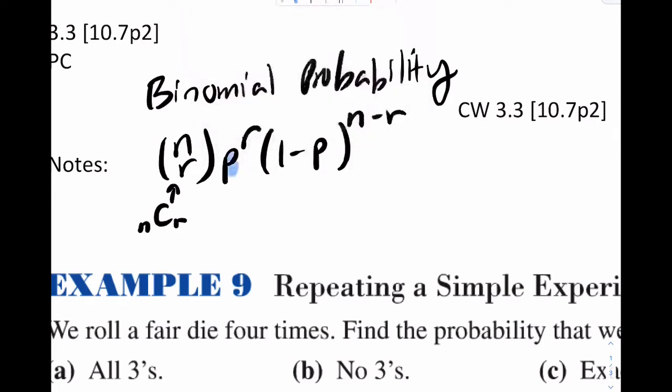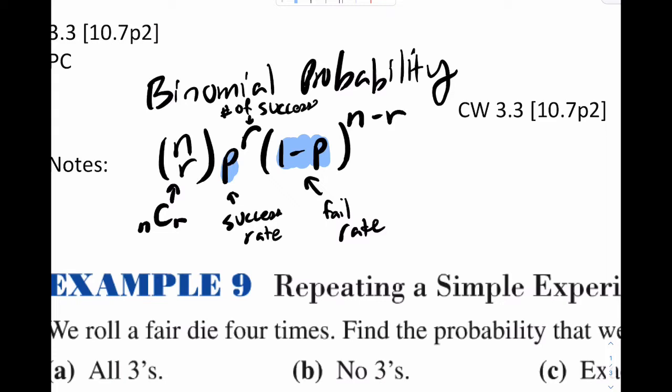This p right here, that's going to be your success rate. This 1 minus p, that's going to be your fail rate. This r is going to be your number of successes, and this n minus r is going to be your number of failures.